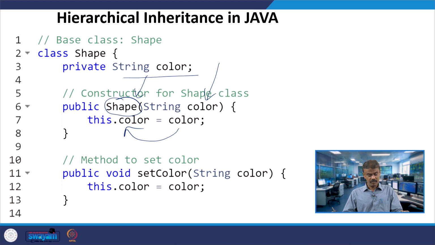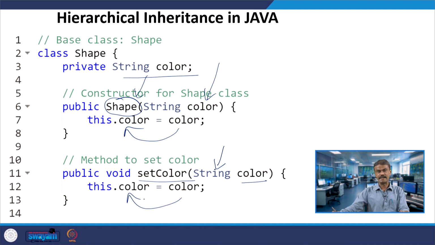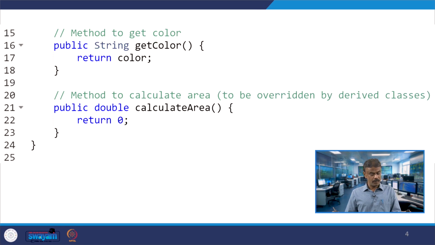Similarly, we have one setColor method. Lines 5 to 8 are the constructor, and then line number 11 onwards, let us assume you have one method which is setColor. You have an argument color whose data type is string, and it is going into this.color, getting a reference. You have another method getColor, whose return type is string, and it is returning color.